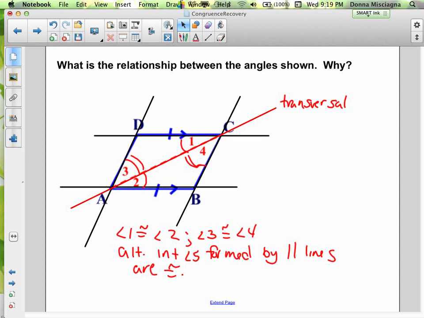We're not going to run into alternate exterior angles, because they'll be outside of our figure, outside of the triangles. So we won't really be working too much with alternate exterior angles, but we will with alternate interior angles, and we might with corresponding angles as well. Those are the two that might come up with our triangle congruence.